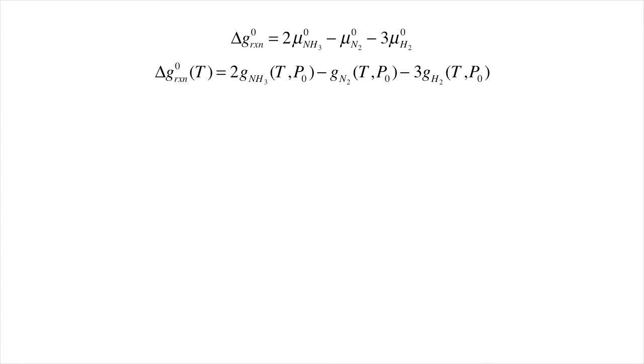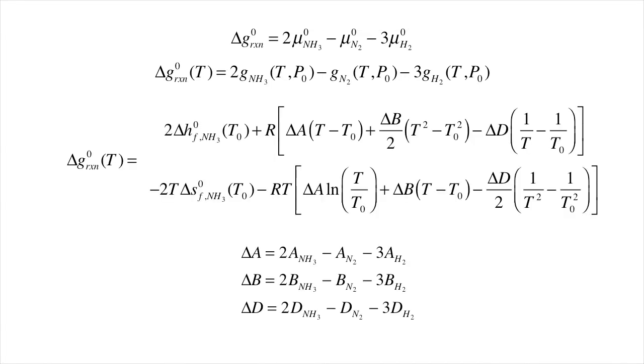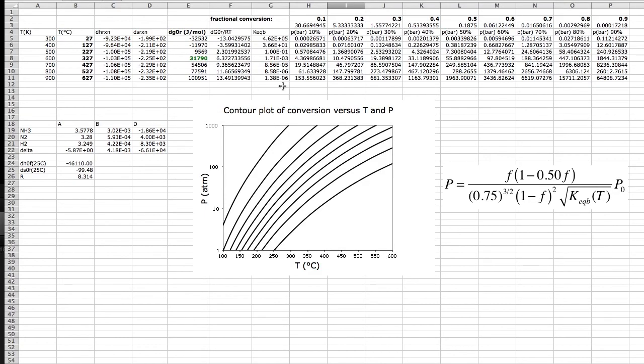Returning to delta G0 of reaction and substituting the expressions we just derived for G of each species, we get the expression shown here, where the terms delta A, delta B, and delta D are the differences in A, B, and D between reactants and products. This is now in a form where we can use a spreadsheet to calculate delta G0 of reaction at whatever conditions we need. In particular, let's calculate the chart of P versus T and F from episode A1. I'll post the spreadsheet on the class website for anyone wishing to take a closer look.